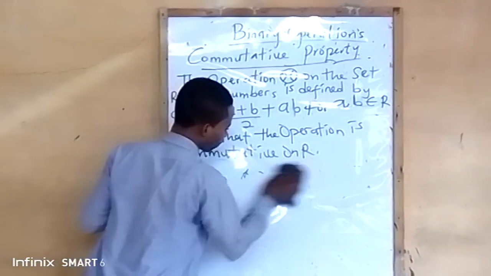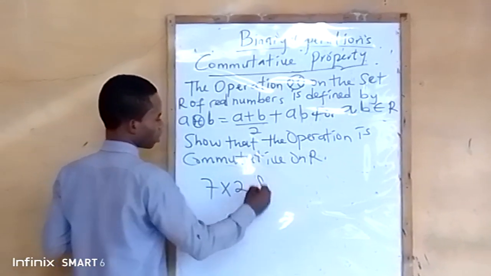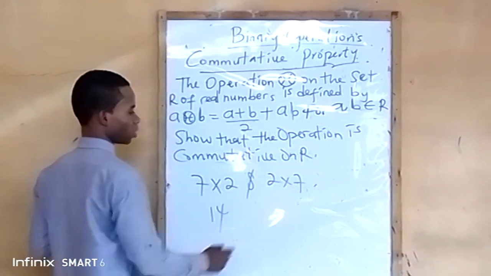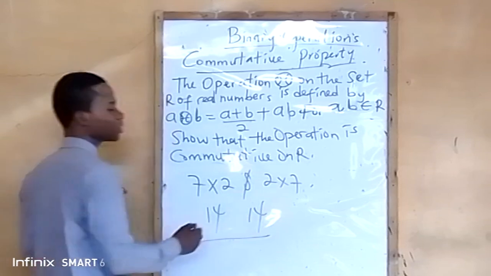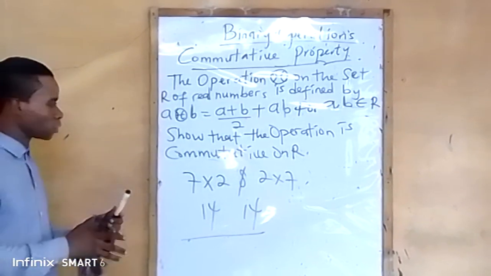Let's check whether multiplication is commutative. If I say 7 times 2 and 2 times 7, 7 times 2, that is 14. 2 times 7 is still 14. That means additions and multiplications, they are commutative.